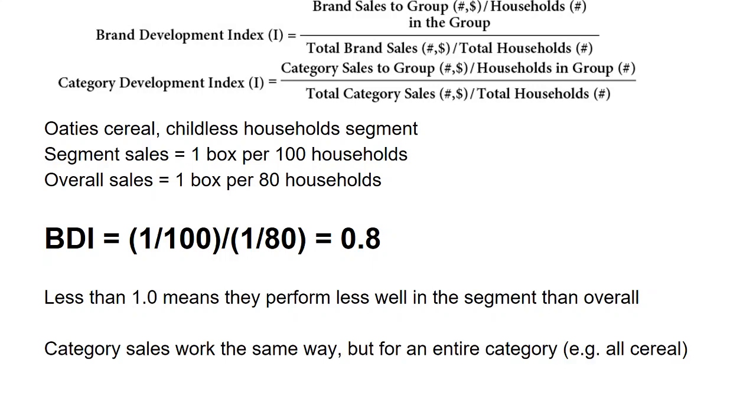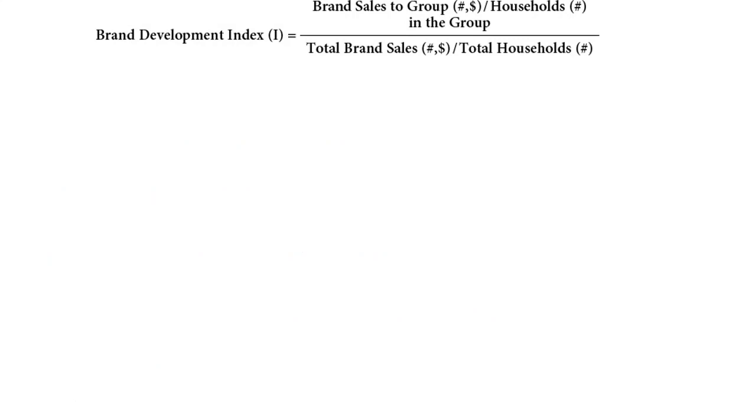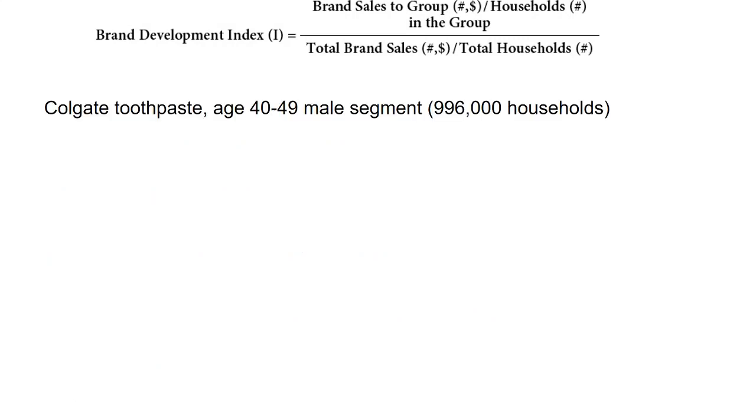Like it says there, category sales work the same way, but this is for an entire category. So it could be category sales to a targeted segment in relation to category sales to all population. But again, we calculate BDI more than CDI. Here's another example, just to hopefully drive it home.